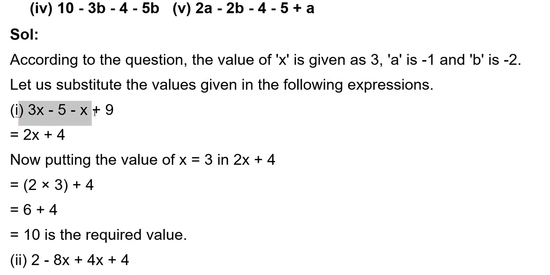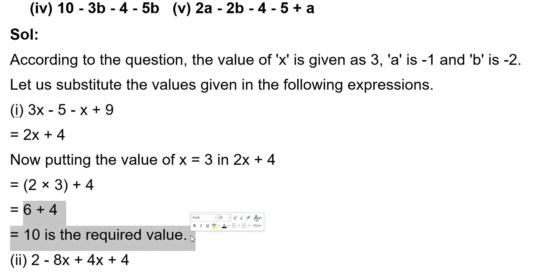3x minus 5 minus x plus 9. That is equal to 3x minus x, which is 2x, and 9 minus 5 is 4. Now putting x value as 3, that is equal to 2 into 3 plus 4, that is equal to 6 plus 4, which is 10, the required value.